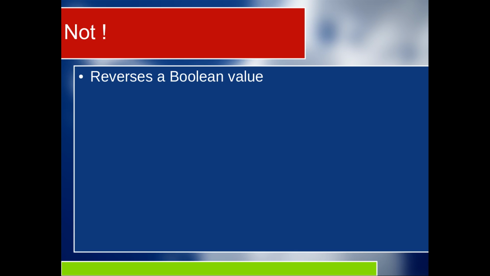Now this is one of the simplest operators I'm going to talk about. Not. It's just going to reverse the truthiness or falsiness of an expression. So if something is true, this operator will change it to false. If something is false, it will change it to true.